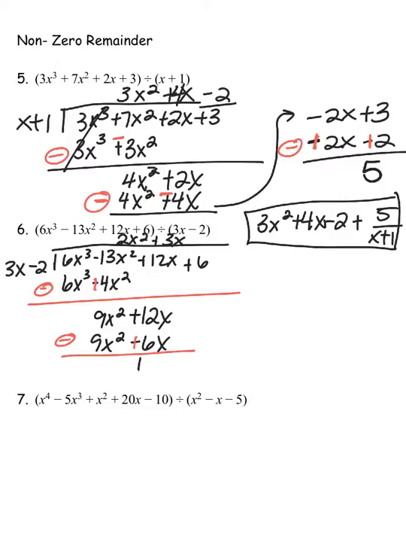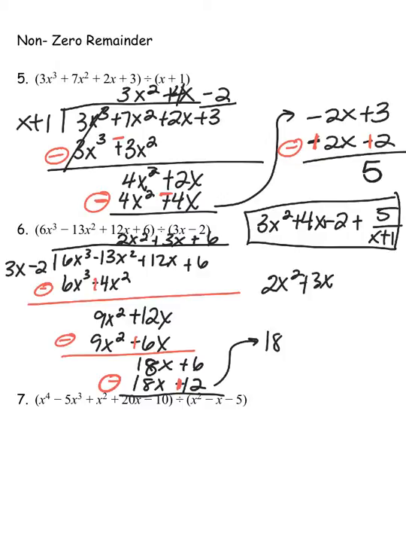I get 18x plus 6, and 3 goes into 18 6 times. So I get 18x minus 12, subtract, change my signs. I get a nice remainder of 18. So I write that as 2x squared plus 3x plus 6 plus 18 over 3x minus 2.